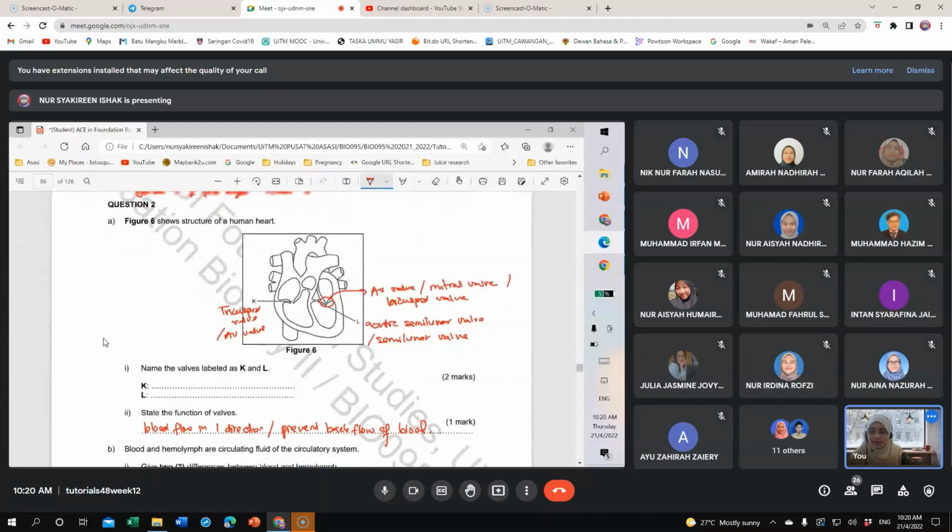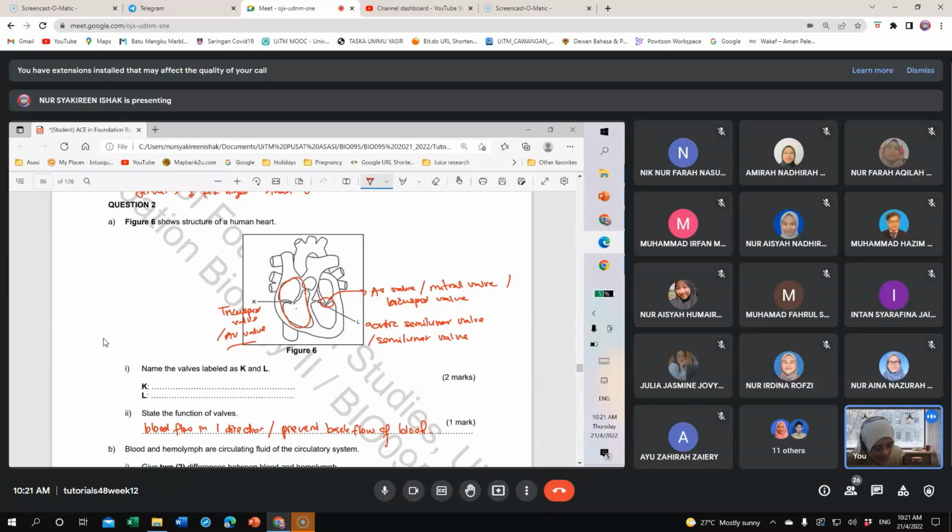Alright. So question number 2. Figure 6 shows structure of human heart. So you have to know the name of the valve in the heart. Okay, the name of the valve you have to know. Kena ingat, kena hafal. Okay, so the right side of the heart, between the right atrium and the right ventricle, you have the tricuspid valve. Okay, or the AV valve. Paling senang, paling selamat awak jawab AV valve lah kan, ataupun atrioventricular valve.